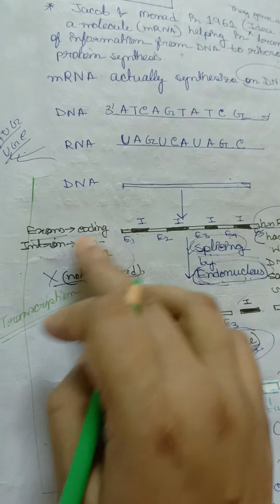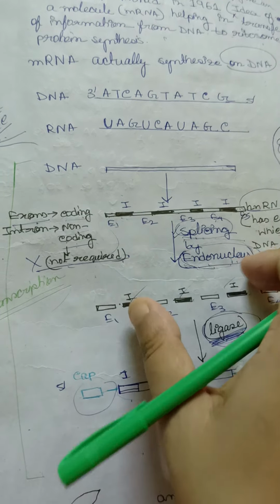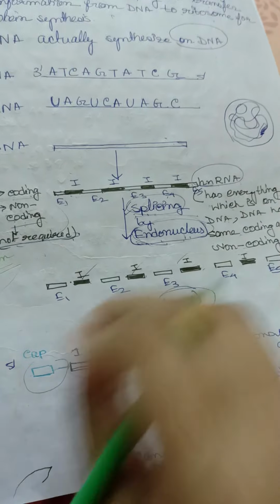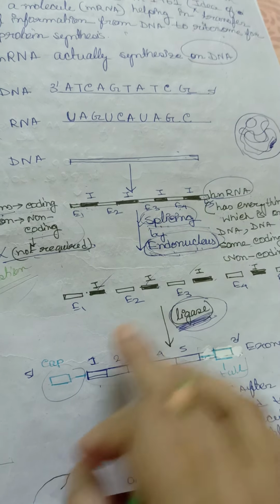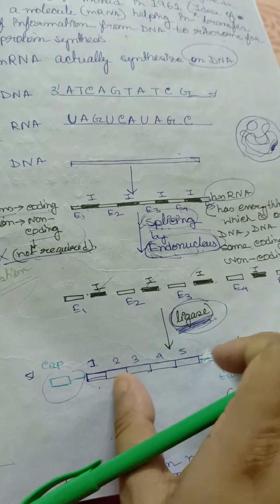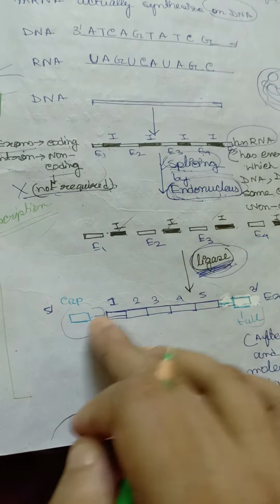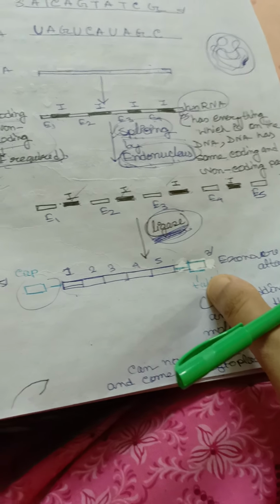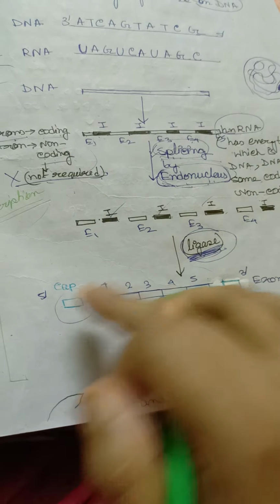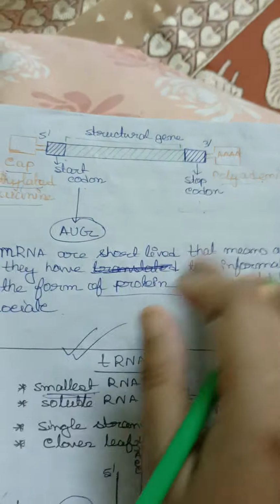Exons are the coding part, introns are the non-coding parts. We know that we want the coding part, so the introns and exons will be separated by an enzyme called endonuclease. The process is called splicing. Then the exons will now join, right? And this is not the proper structure of mRNA. The cap and the tail will join here, right? At the 5 prime end the cap and at the 3 prime end the tail will join, right? And the structure of mRNA is this, right?